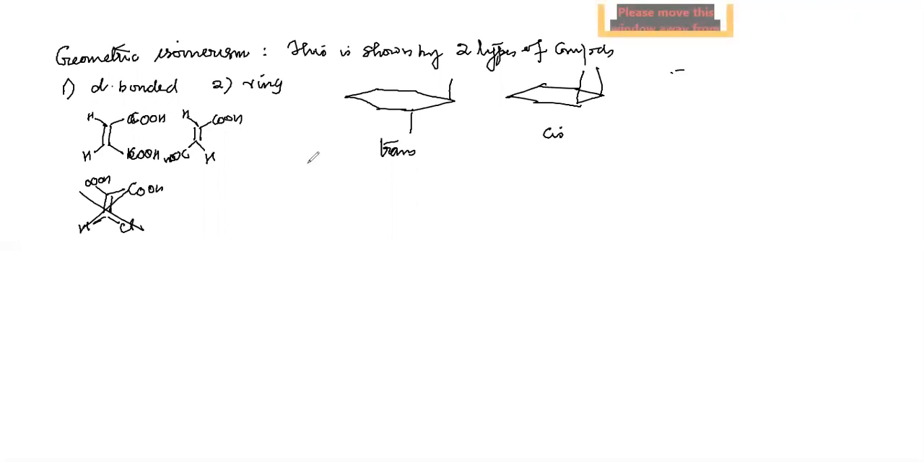Now, why geometric isomerism? Because rotation around a double bond is not allowed. You cannot rotate a double bond on its axis because the double bond has a lobe on the other side, this side as well as this side. So you cannot rotate it along the double bond. Therefore, if you want to convert this into this, the pi bond has to be broken and then you can change it.